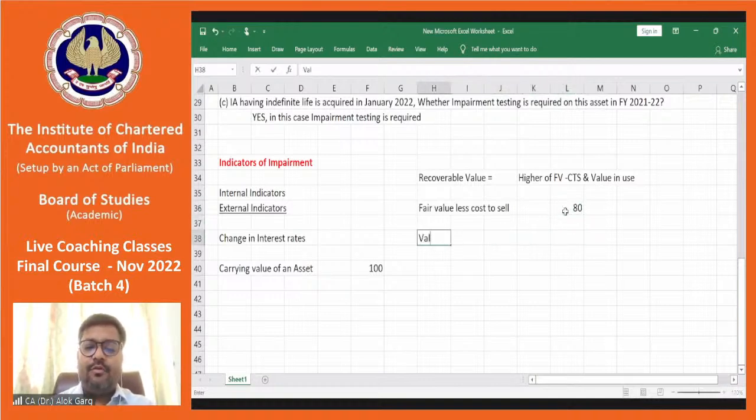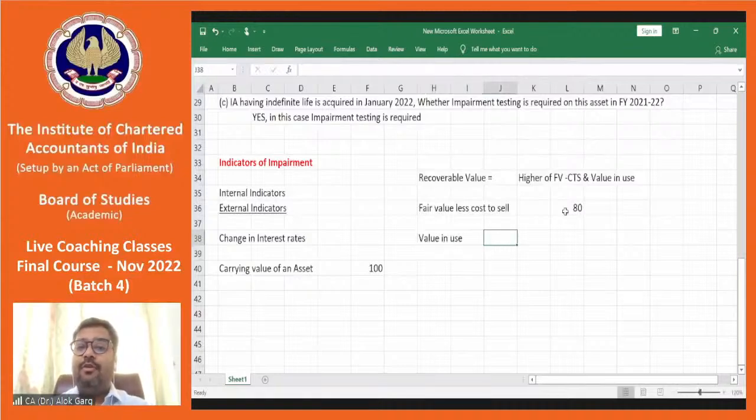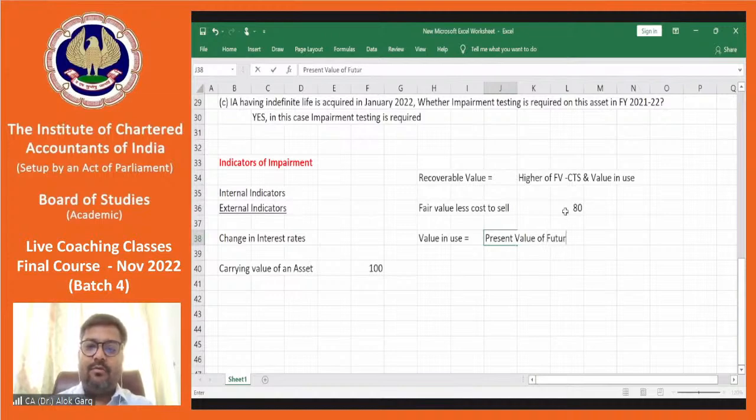What is my value in use? My value in use is equal to the present value of future cash flows.